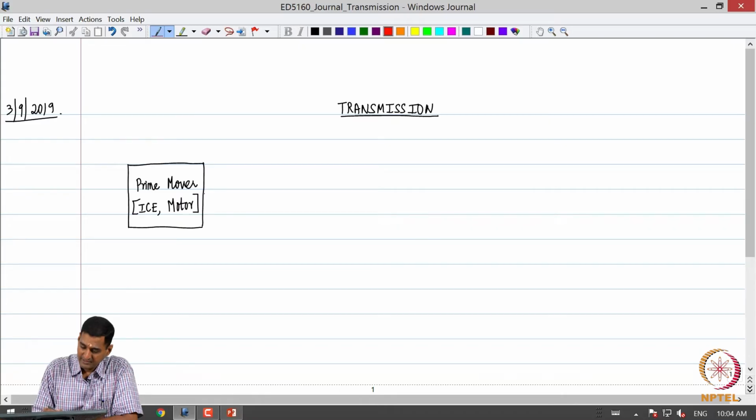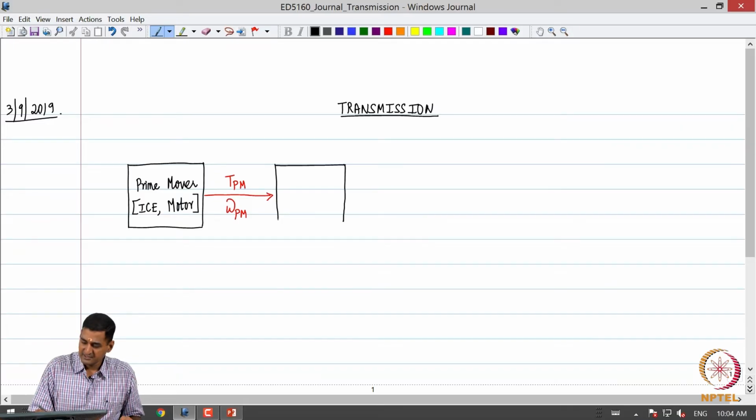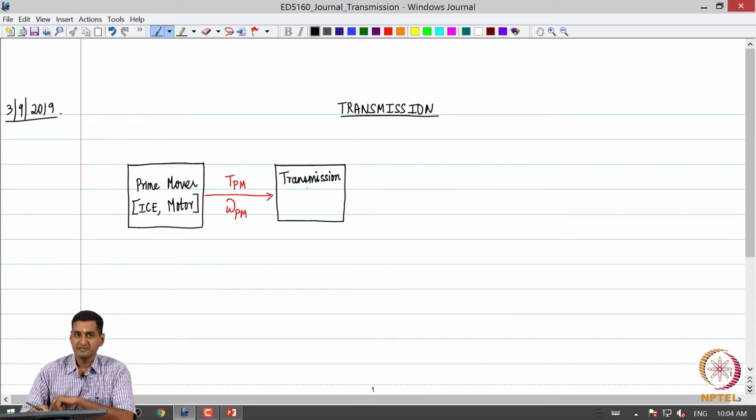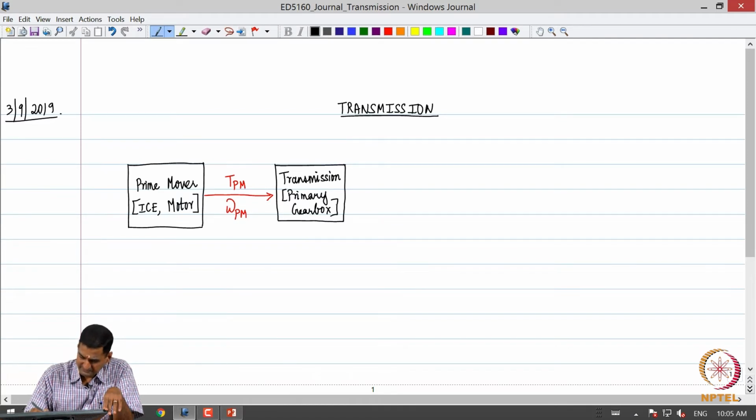So the prime mover delivers some torque, let us say Tpm, at some speed omega pm. So the prime mover delivers some torque T subscript pm at some speed omega pm, and it provides this torque to what is called the transmission. The term transmission, by and large in the automotive domain, is used to represent one element in the overall powertrain, typically the primary gearbox. So we are going to define these terms more carefully shortly.